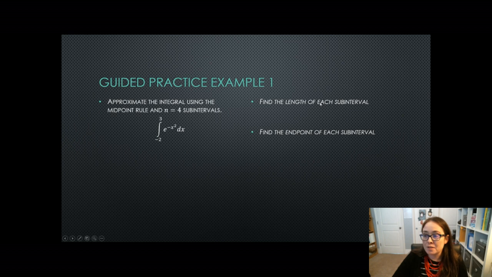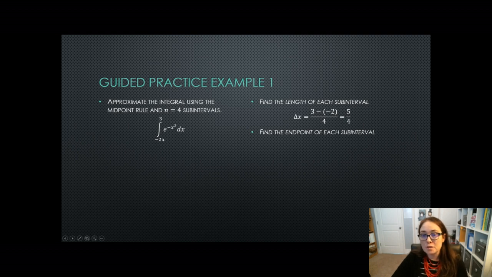Okay, so the first step is finding the length of the subinterval. I take the difference of the 2 limits of integration, so 3 minus -2 gives me a 5. And then I divide that by n subintervals, or 4. So I get a delta x of 5/4 right here. Okay, so the next step is to find those xk values that you're going to plug into the function e to the negative x squared.